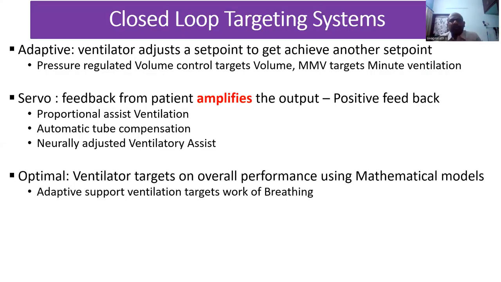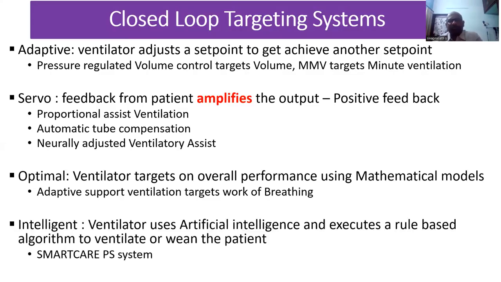In optimal, rather than setting a minute ventilation, the ventilator will set targets on overall performance. The best example is work of breathing, and it will achieve it by using mathematical models, not just a feedback loop. It will feed it through a mathematical model, improve the output, and ventilate much better. The best example is adaptive support ventilation, which targets the work of breathing.